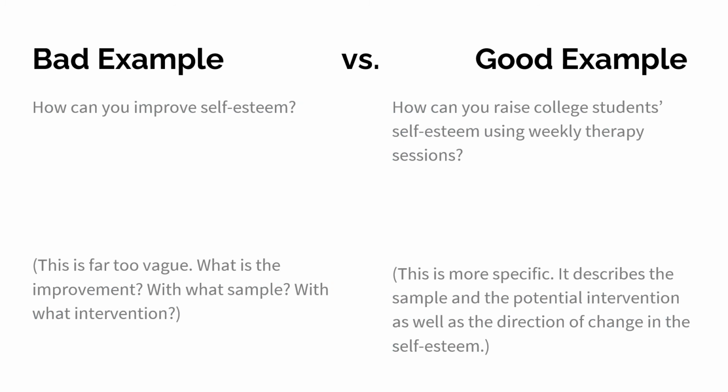Finally, another example is, how can you improve self-esteem? Again, this one's very, very vague. What are you doing to improve self-esteem? What sample is going to have the improvement? What will be the intervention? Like, how do you actually improve the self-esteem?